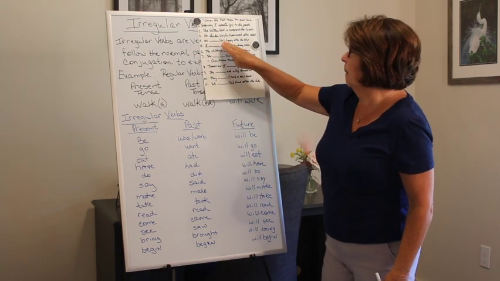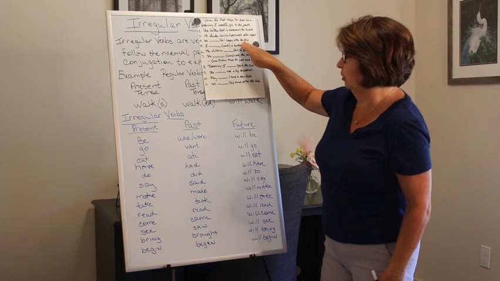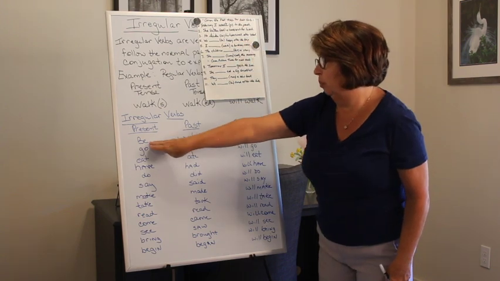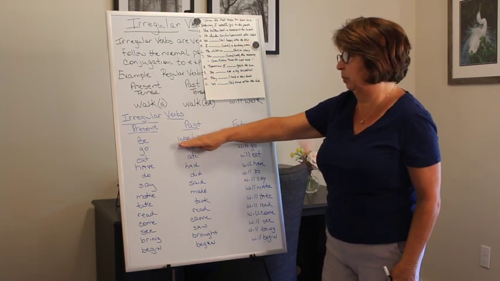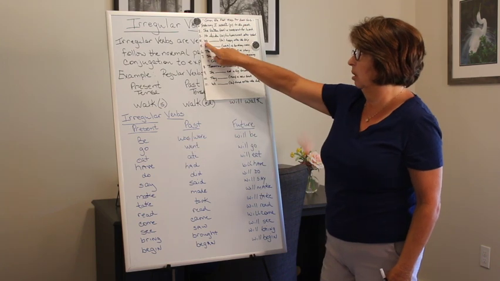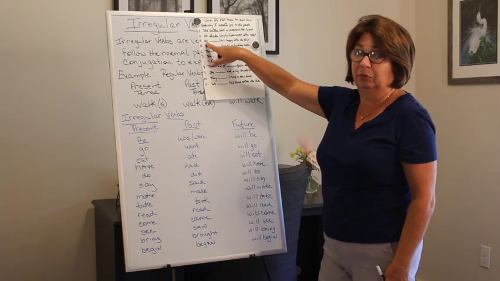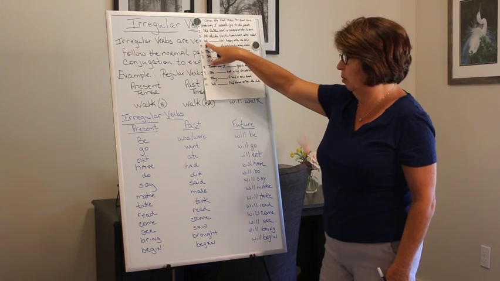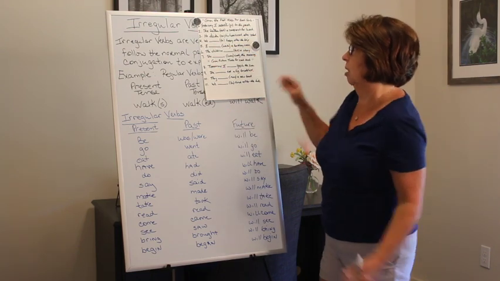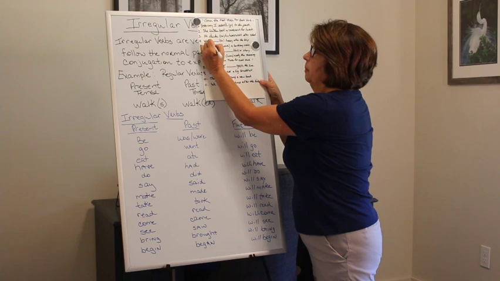All right, we be happy after the trip. So be, we have to pick between was or were. We is more than one, right? It's plural. So when we use plural, we have to say we were happy after the trip.